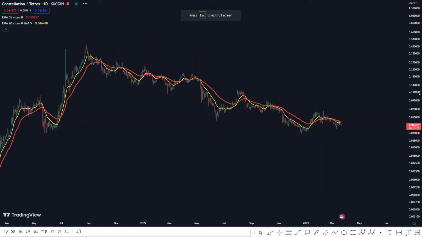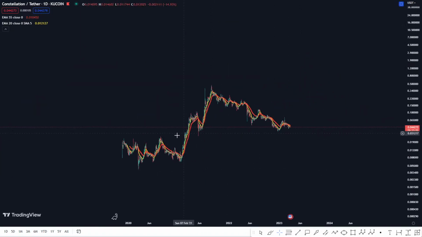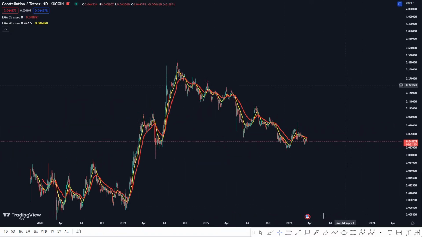All right, jumping into the daily chart. Let's see what's going on here. Okay, so it's been out for a few years now. Released November 2019. So it has that longevity aspect. That's always good to see.